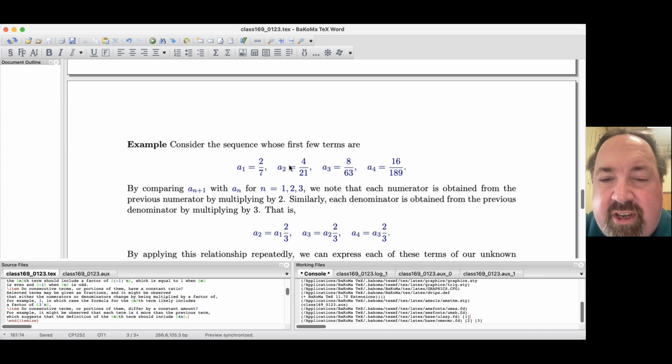In other words, you're getting from one element to the next by multiplying by 2 and dividing by 3. In other words, you're multiplying by 2/3. So a_2 is a_1 times 2/3. a_3 is a_2 times 2/3, and so on.